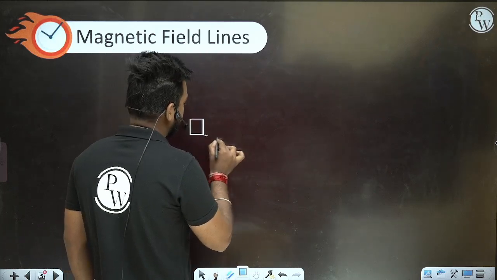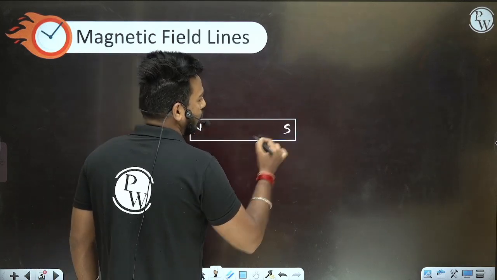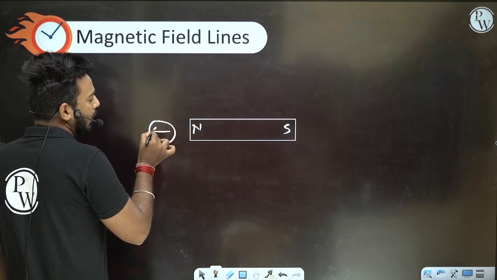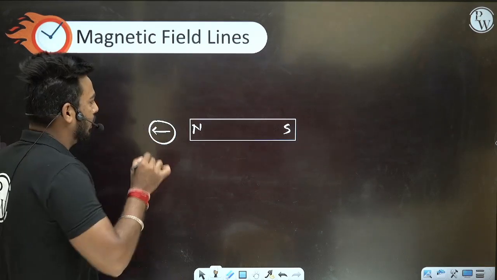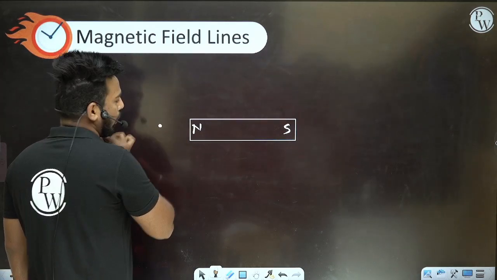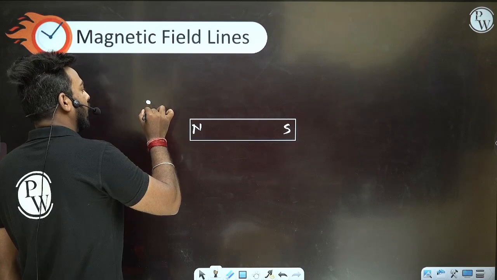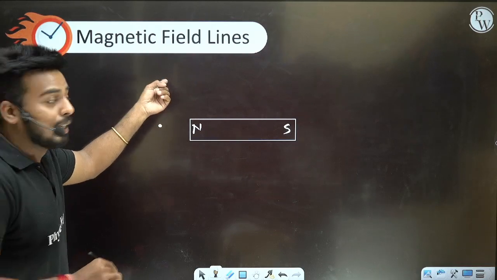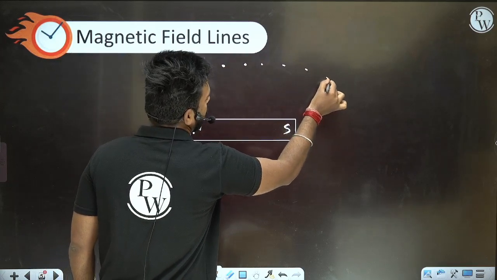So consider a bar magnet. I have a bar magnet, and this is the north pole, this is the south pole. If I place a compass, the deflector of the compass will show an outward direction. If I draw a point here and place the compass here, it will show deflection in some other direction. If I put my compass here, then it will show deflection in our direction. If I put it here, and I do it at finite points.